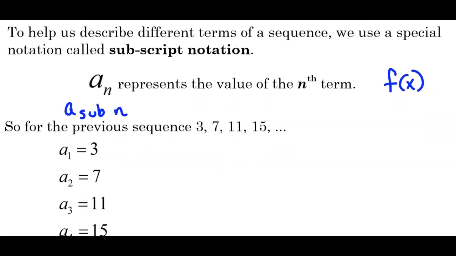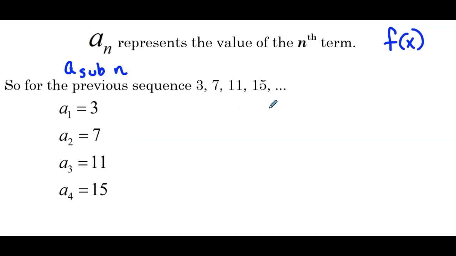So if I take the previous sequence, 3, 7, 11, 15, you can see subscript notation here. So a sub 1 was equal to 3. So what does that mean? The first term of the sequence is 3. a sub 2 equals 7. The second term is 7. a sub 3 equals 11, and a sub 4 equals 15. So essentially we're inputting the n value, the term of the sequence, 1, 2, 3, or 4, and our output is what the number in the sequence is.